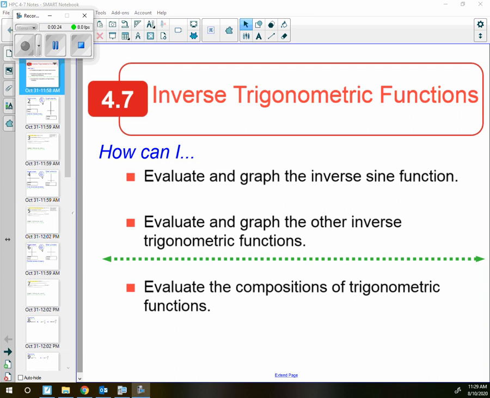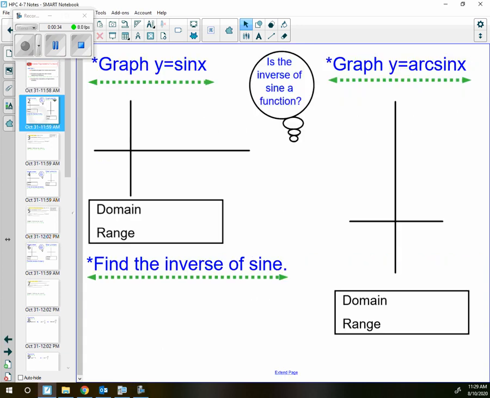So this is going to be our essential question today. How can I evaluate and graph them? What do they look like? And be able to work with them to kind of get us towards being able to solve equations again with trigonometric functions. So let's jump right in.